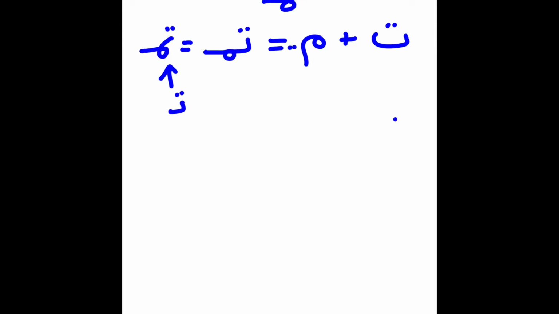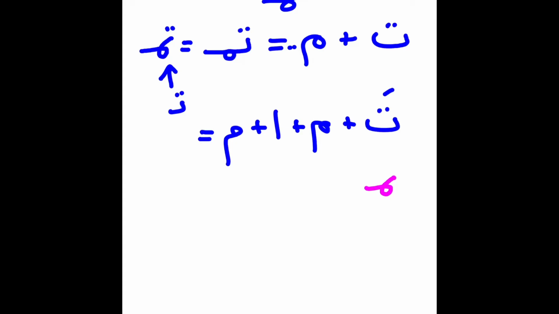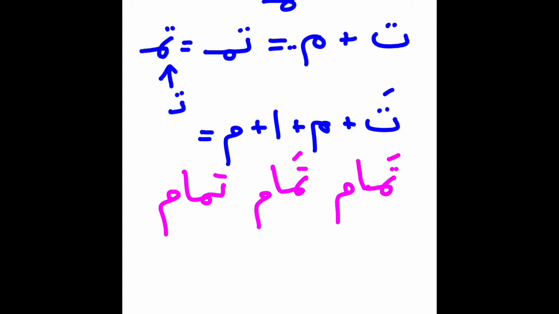So let's try an example. Tamam. We're going to have ta with a fatha, meme, alif, and meme. Tamam. And here, since we're starting with the ta and meme as an initial or a medial position, we're going to write ta like this. Ta, ma, tamam. Okay. Now, if you want to write it like this, that's fine. Nothing wrong with that. It's just more often in handwriting you'll see it like this.